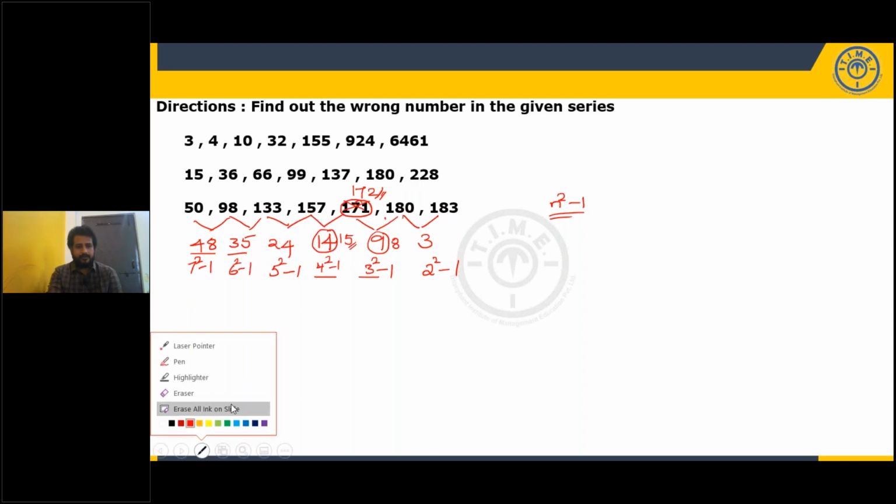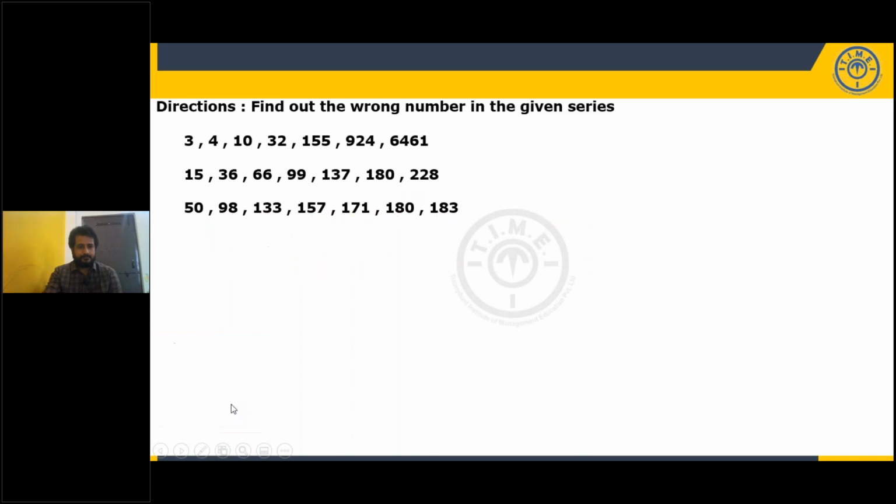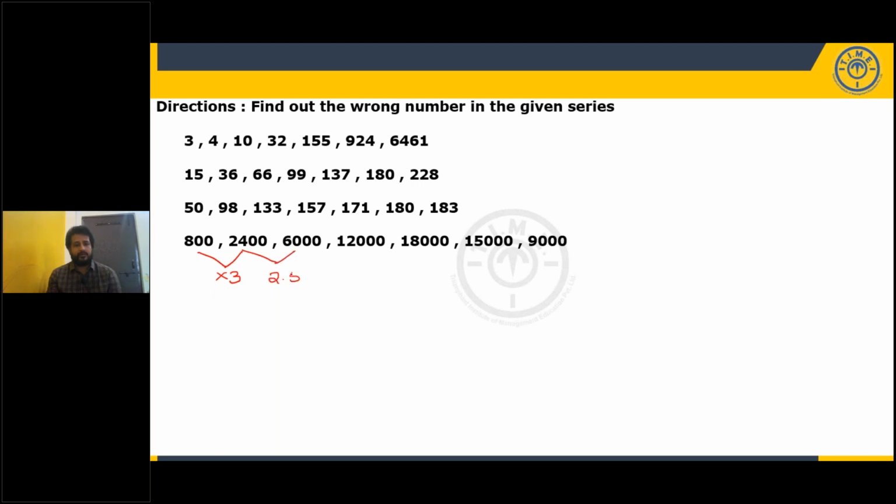Okay, let me erase this. Fourth one. Don't worry about looking at the very big numbers, the logic is very simple. 800, 2400, increasing rapidly, so 3 times. Multiplication logic. 2400, 6000, 2.5 times. 2400 into 2.5 is 6000, and then into 2. Look at into 3, into 2.5, into 2.